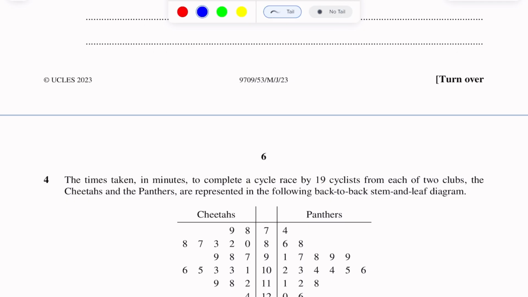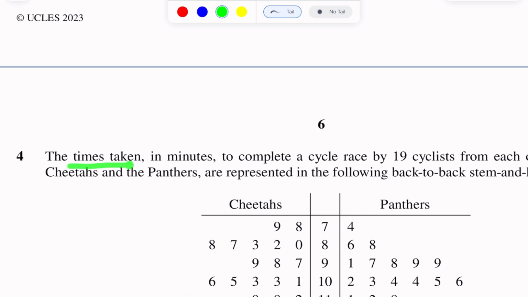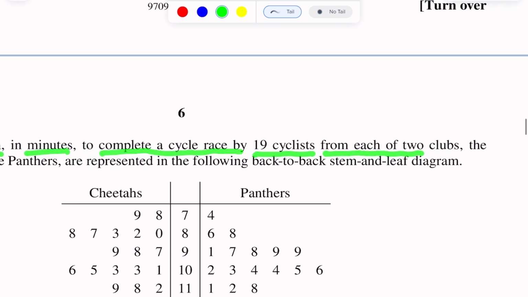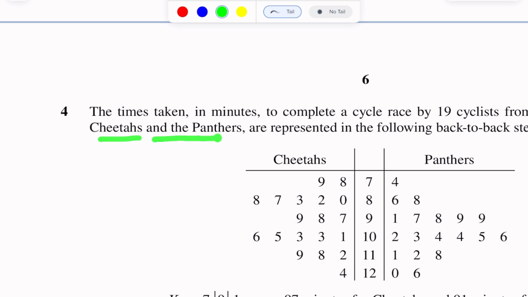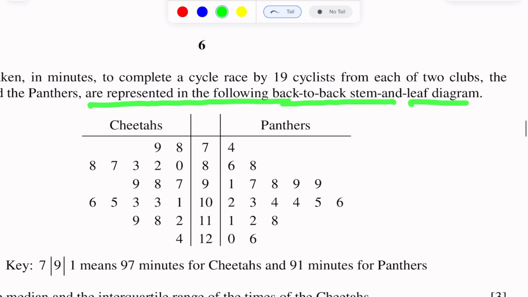Question number 4. This question is from representation of data. The time taken in minutes to complete a cycle race by 19 cyclists from each of the two clubs, the Cheetahs and Panthers, are represented in the following back-to-back stem and leaf diagram.